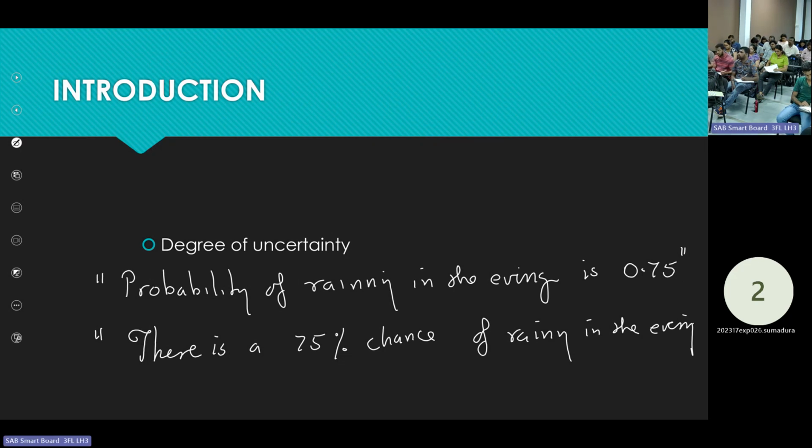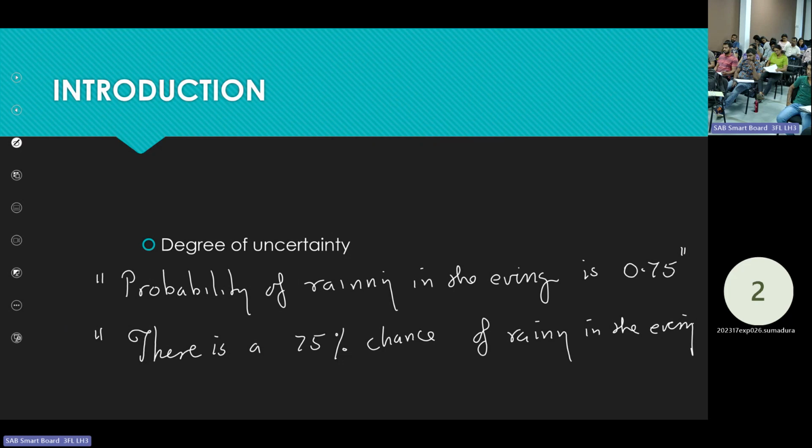Right. So if you take both, they mean the same thing. In the first one, we have given it in decimal form, 0.75. In the second one, we have given it in percentage form. So both mean the same. If you give the value in decimal form, you call it probability. If you give it in percentage form, you say chance.